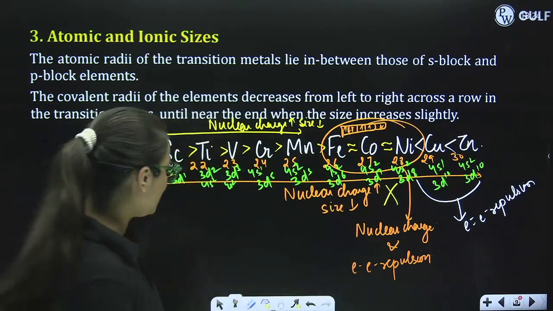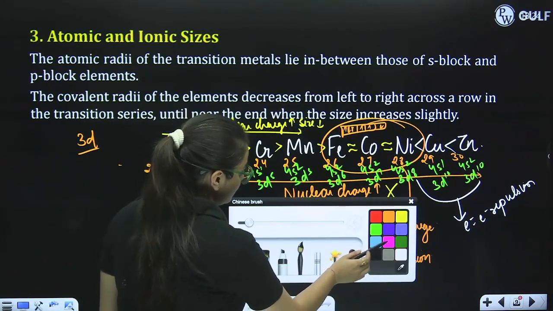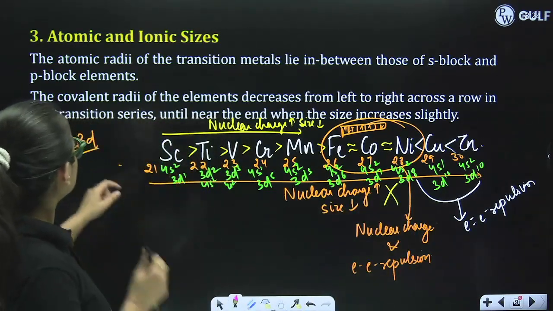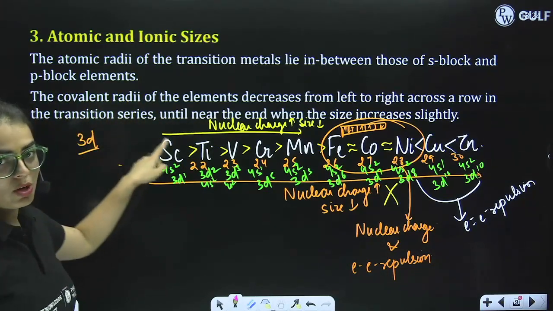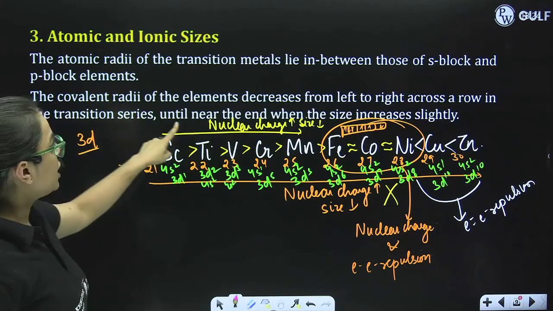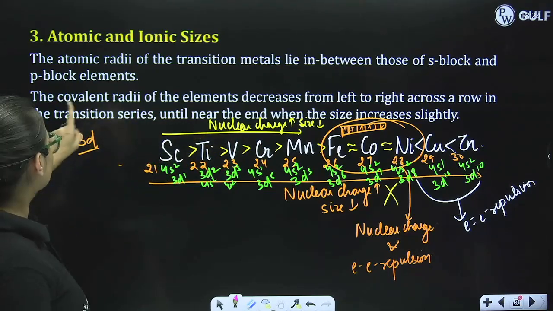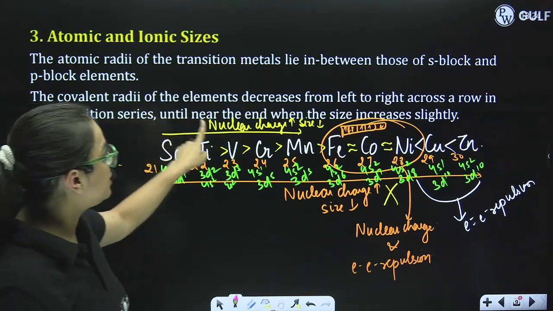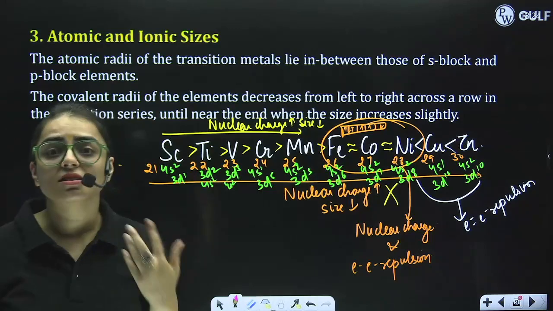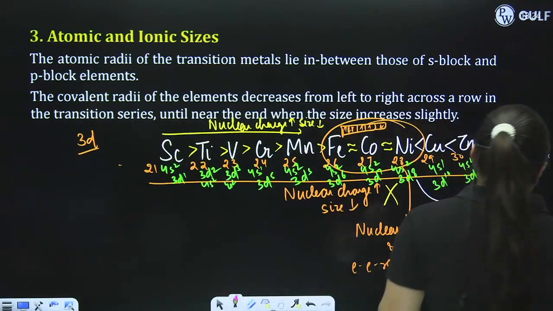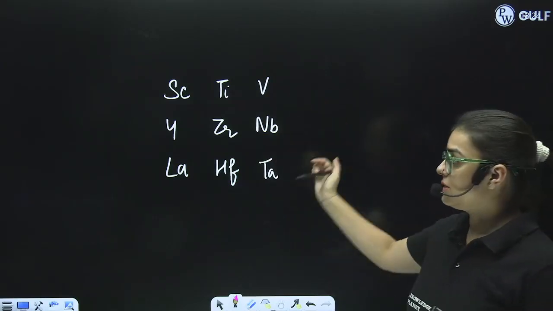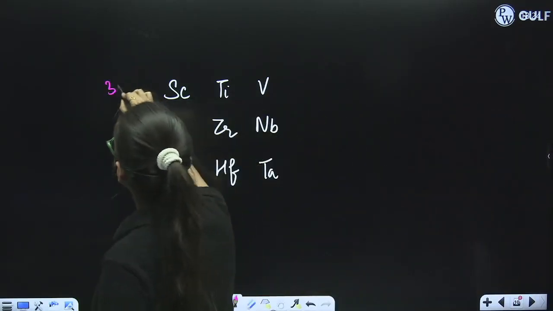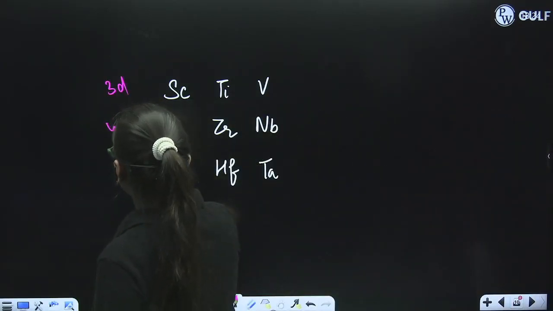This is about the atomic and the ionic radii. The atomic radii of the transition elements lie in between those of the s block and the p block elements. The covalent radii of the elements decrease from left to right across the row in the transition series until near the end, when the size increases slightly. Now that was about period. This is about rows. So this is basically the 3d series, the 4d series, the 5d series.